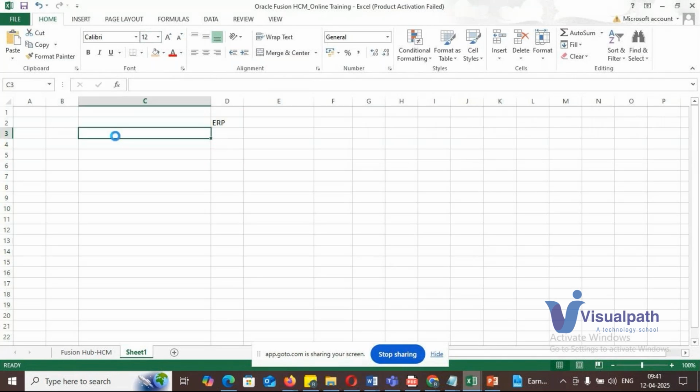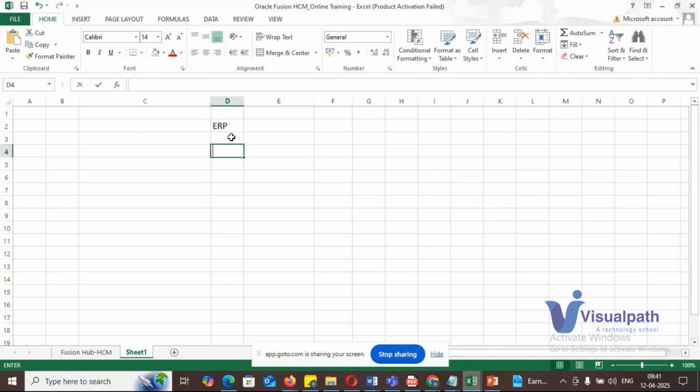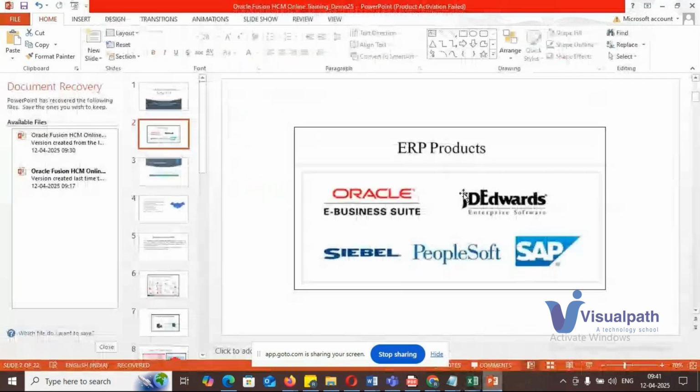Basically, ERPs in the market include JD Edwards. It's the foundation of Oracle, an Oracle product basically. Others are competitors in the market, like Oracle EBS. Before Fusion, people were using Oracle EBS.